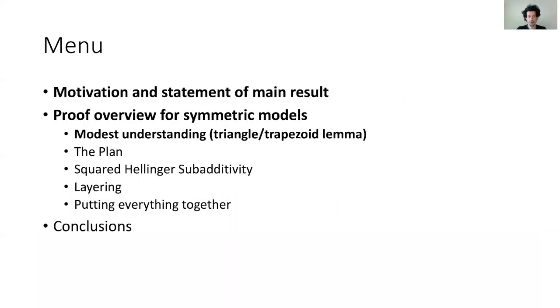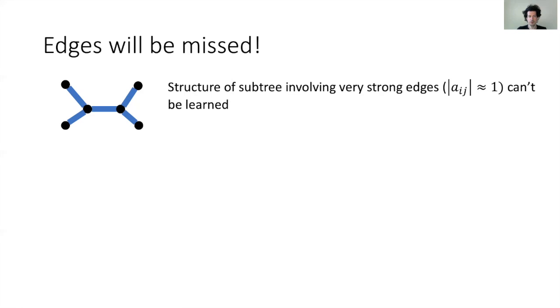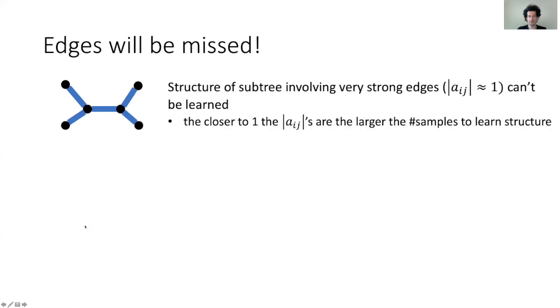To describe our proof, we will start with some modest understanding of reconstruction errors involving subtrees with a small number of nodes, and this will motivate our broader proof plan. To begin with, it is easy to see that edges will have to be missed if the number of samples is finite. For example, if a subtree of the true model involves very strong edges, we may not be able to disambiguate those edges from a finite number of samples. The closer to 1 the absolute covariances are, the larger the number of samples we need to learn the structure.